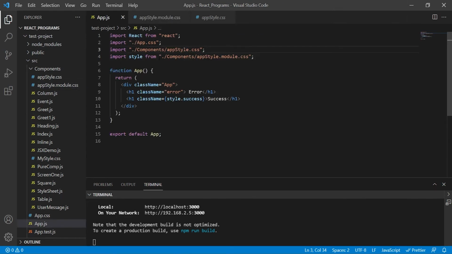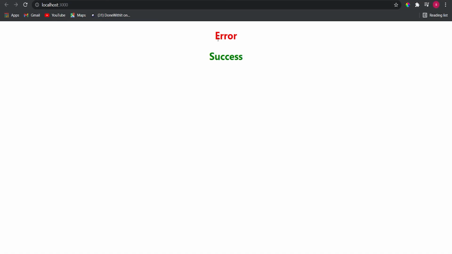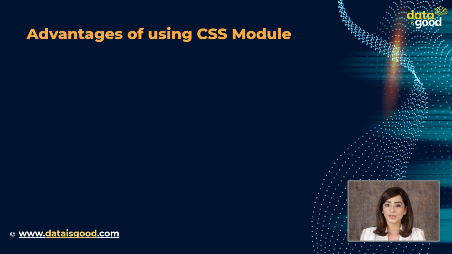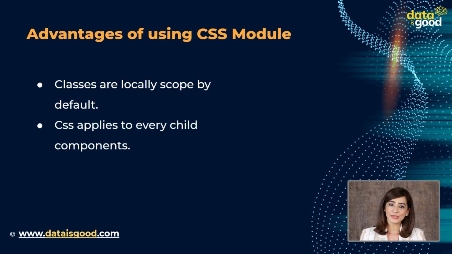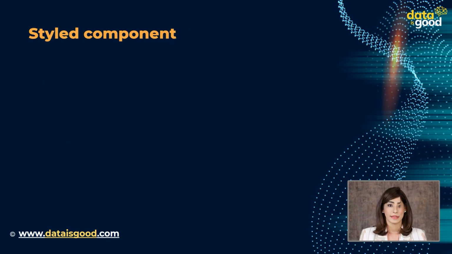In the app component, import both the files. There's a difference in how we import the module style sheet. Output: error. Success. The advantage of using CSS modules: classes are locally scoped by default. The regular CSS applies to every child component. For example, we can apply it in an inline component.